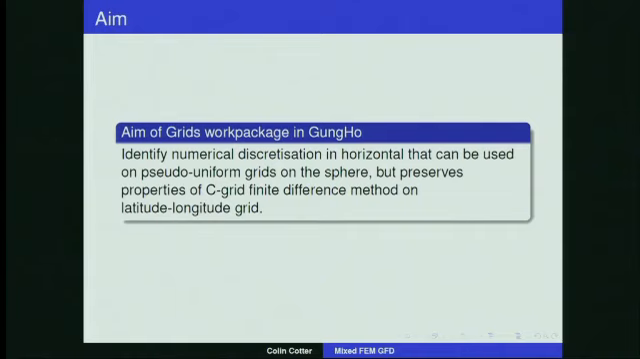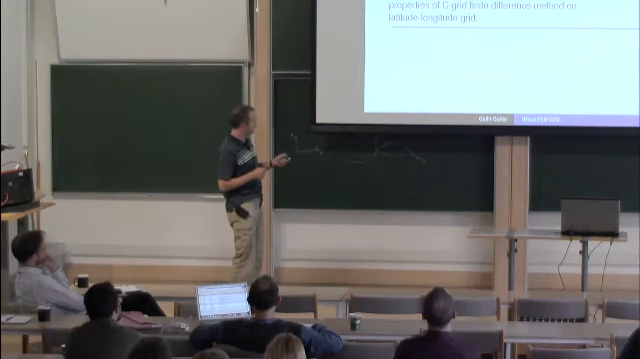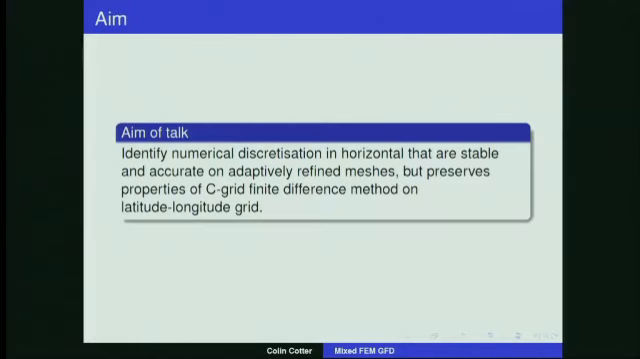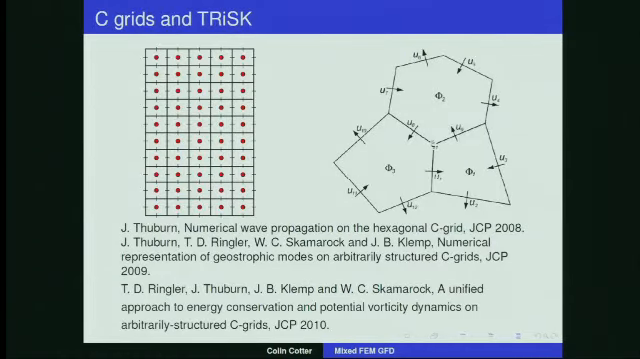So let's change that aim to the aim of the talk, which is to identify horizontal numerical discretizations that are stable and accurate on adaptively refined meshes. So I'm using finite element methods. Although in the project we're looking at icosahedral meshes and things like that, everything I'll say is completely independent of the mesh. Really, you can choose any triangulation you like. Okay, so let me give you a bit of background from my starting point.